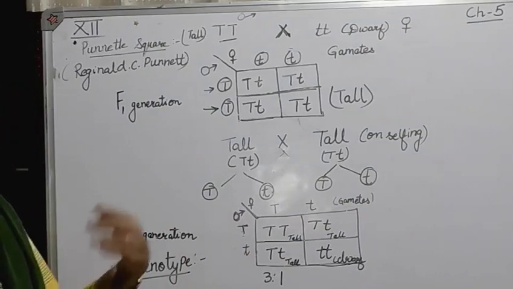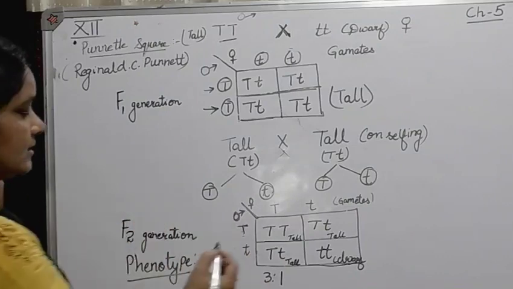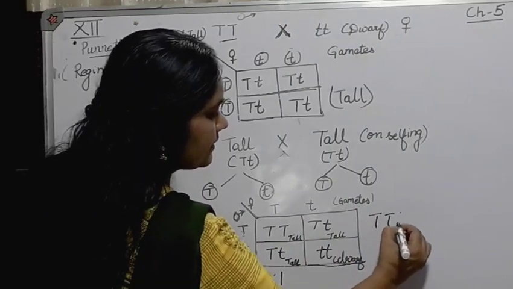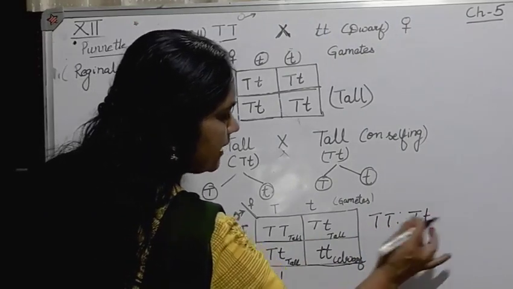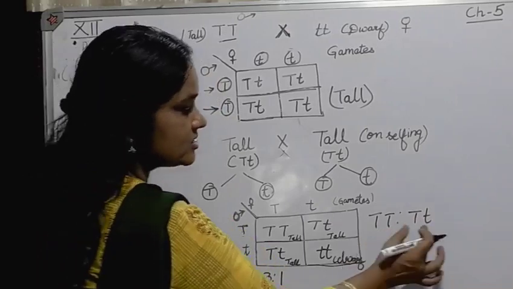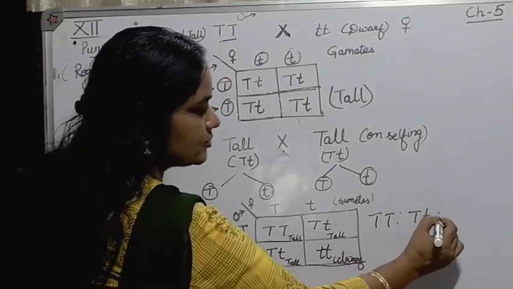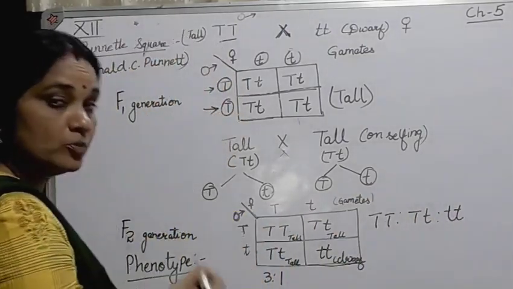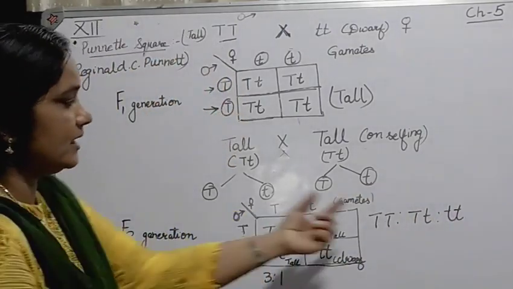But now let's see the genotype of these plants. Capital T and capital T is the homozygous condition, capital T and small t is the heterozygous condition, and small t and small t is the homozygous dwarf condition. Those are the alleles for that.